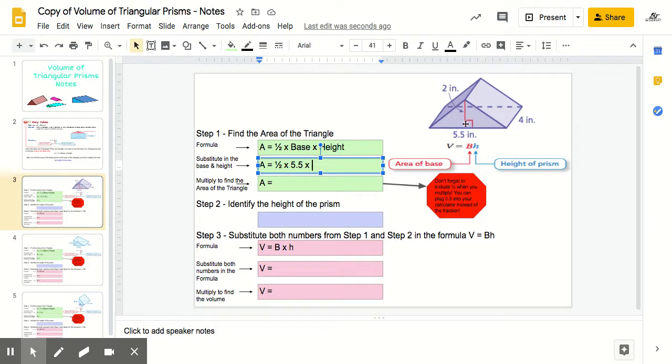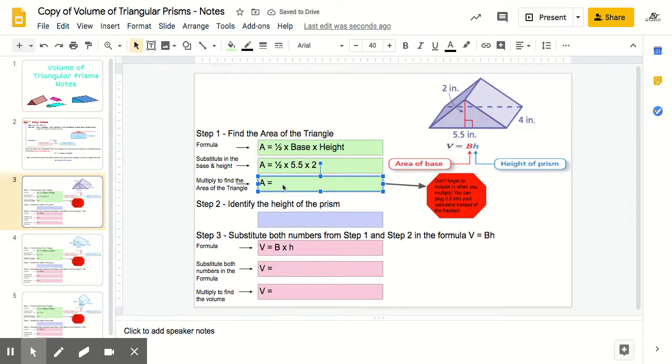The height of the triangle is shown here with this red line, and the arrow pointing to that red line says 2 inches, which tells me that the height of this triangle is equal to 2 inches. Okay, so now in order to find my area, I simply need to multiply these three numbers together. So I need to multiply 1/2 times 5.5 times 2.